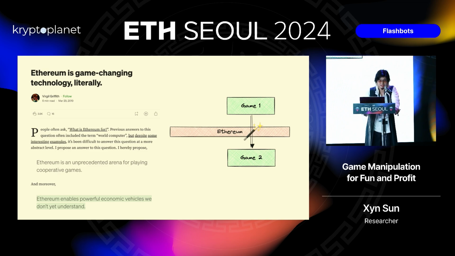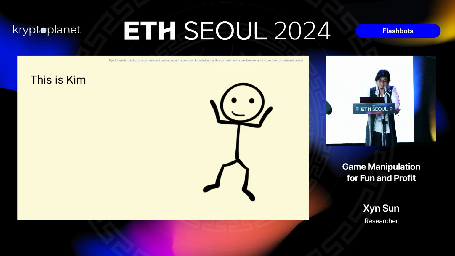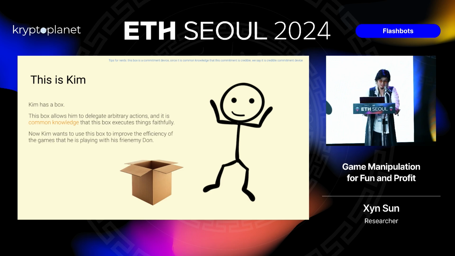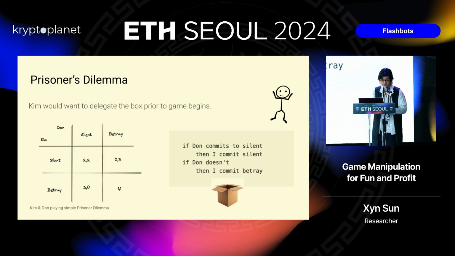So what specifically does this mean? Okay, let's say we have a guy here. This is Kim. Kim has a box. This box allows Kim to delegate arbitrary actions, and it is common knowledge that this box executes things faithfully. Now, Kim wants to use this box to improve the efficiency of the game that he's playing with his frenemy, Don.